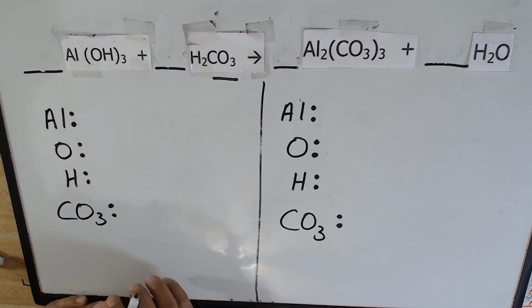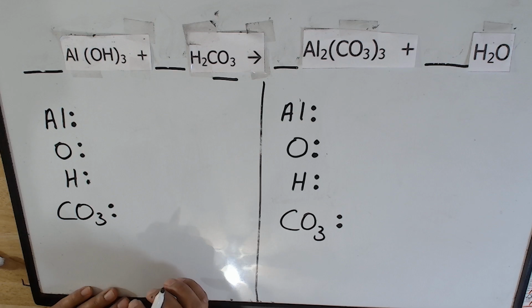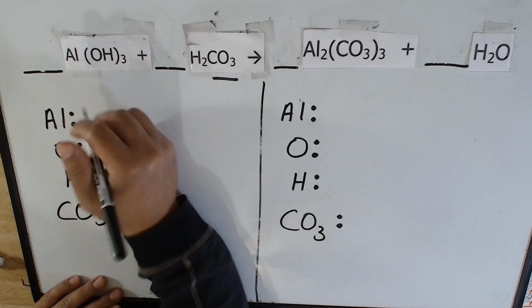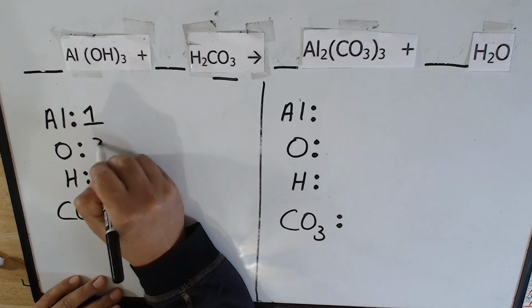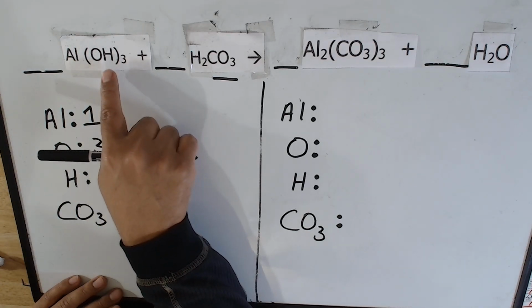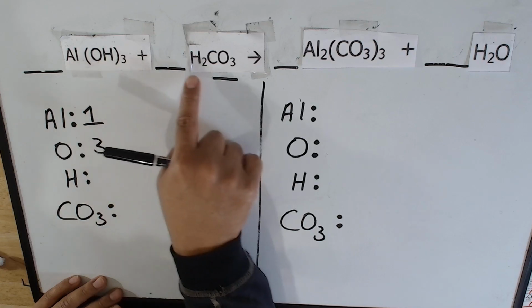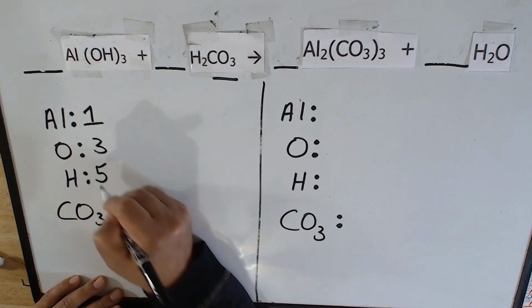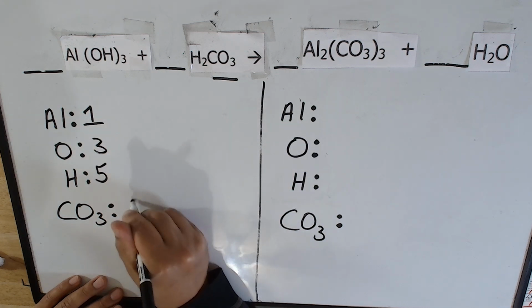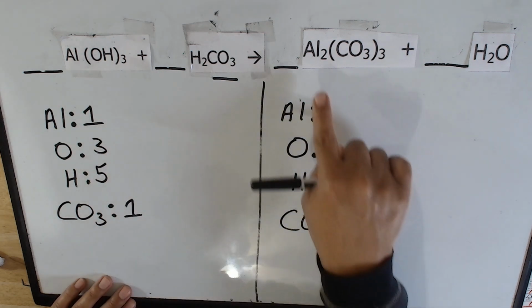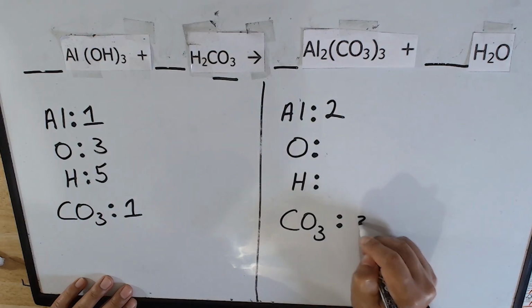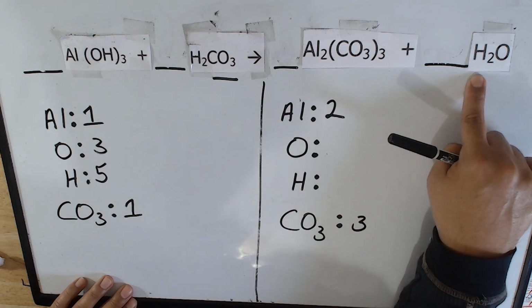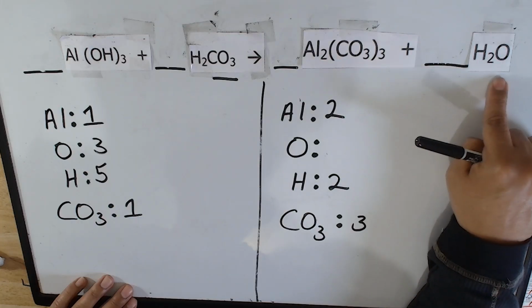So let's go ahead and get started by determining how many atoms and polyatomic ions are present in this chemical equation. We have one aluminum. We have 3 oxygens. We have a total of 3 plus 2 gives me 5 hydrogens, and then we have 1 carbonate. On the product side, we have 2 aluminums. We have 3 carbonates. We have 2 hydrogens, and we only have 1 oxygen.